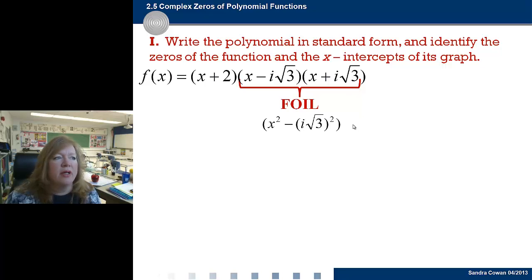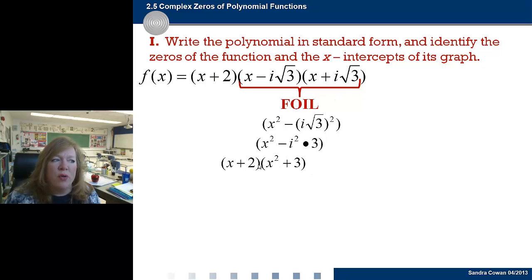So you can take a shortcut there and say that's x squared minus i square root of 3 quantity squared. So if I square this one, I'd have an i squared times 3. And when I combine these, remember i squared is negative 1. So it'd be x squared minus a negative 3, or x squared plus 3. So the FOIL portion of this part is this x squared plus 3.